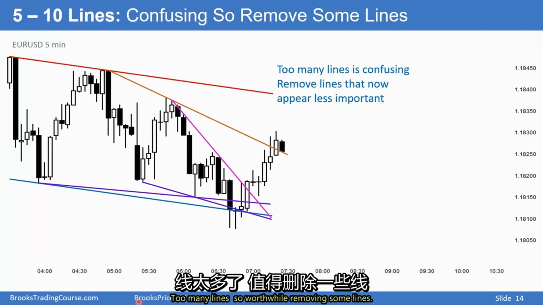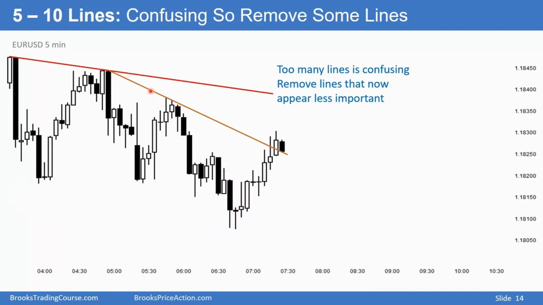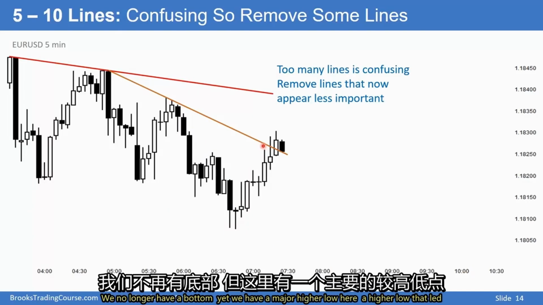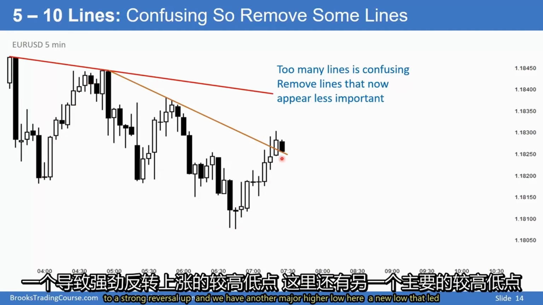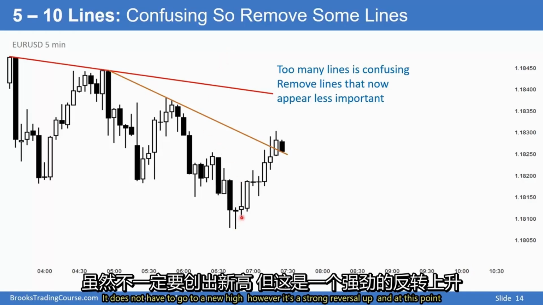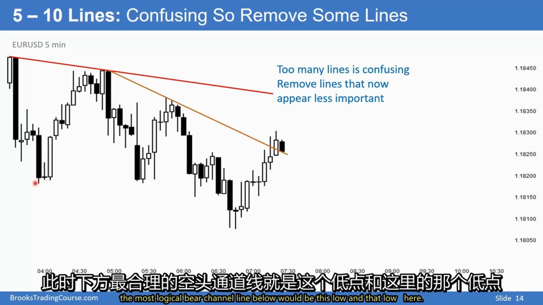Too many lines, so worthwhile removing some lines. Now, we have 2 possible tops. We no longer have a bottom. Yet, we have a major higher low here, a higher low that led to a strong reversal up, and we have another major higher low here, a new low that led to a strong reversal up. It does not have to go to a new high. However, it's a strong reversal up, and at this point, the most logical bear channel line below would be this low and that low right here.